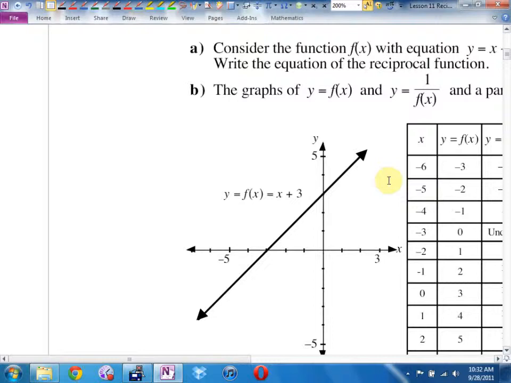The first thing I would say is anywhere one high or negative one high is invariant. I would say that's one high right there. That's negative one high right there. I would put big dots there saying those are going to be on my reciprocal too.